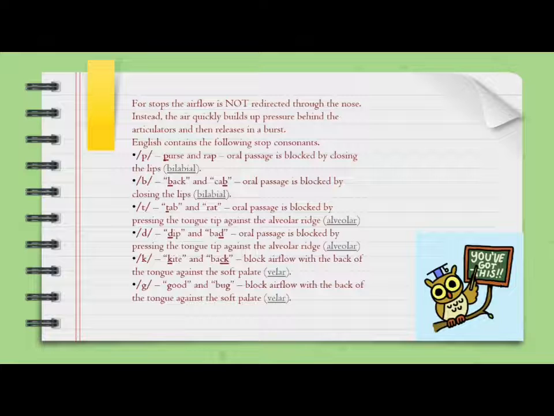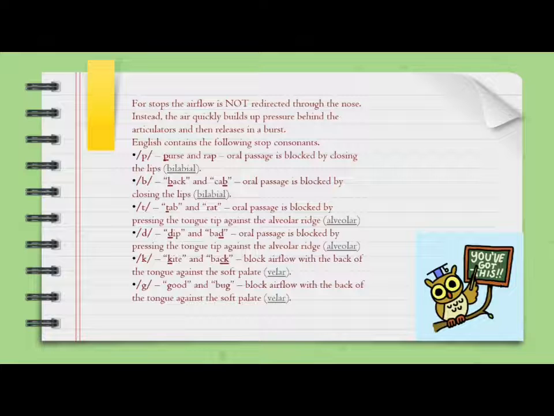The third one is t, for tab, and rat. Oral passage is blocked by pressing the tongue tip against the alveolar ridge, alveolar.